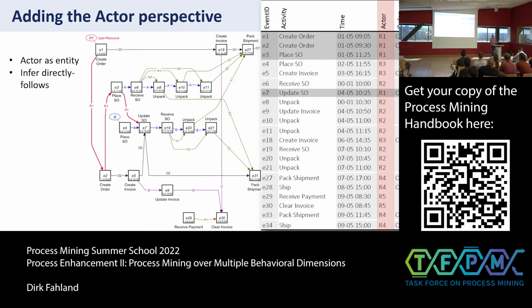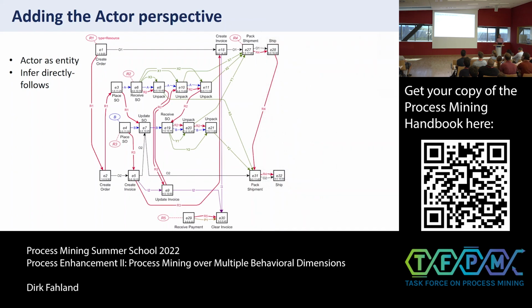Let's add the actor perspective to the graph. You've asked about this before. So actor is an entity type. I have 5 different actors. If I add actor R1 as an entity and then compute the directly follows relation over it, this is the path that I get, right? Actor R1 first does E1, then E2, then E3, then E7. That's what you see in the data. So this is the path that actor R1 follows. If I do this for the other actors, this is what I get.